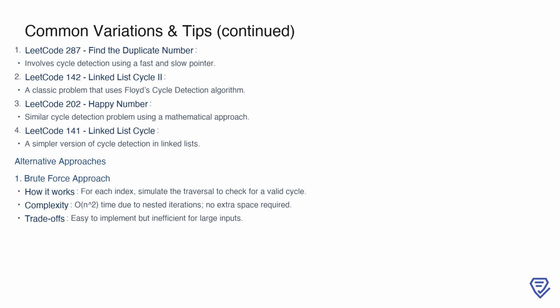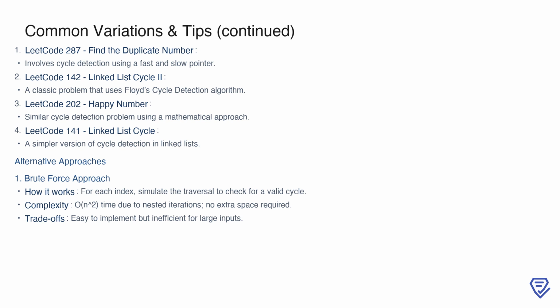This problem shares similarities with other well-known LeetCode problems involving cycle detection. For example, in LeetCode 287, Find the Duplicate Number, you use a fast and slow pointer approach to detect cycles. Similarly, LeetCode 142, Linked List Cycle II, applies Floyd's cycle detection algorithm, which is a classic technique for this kind of problem. LeetCode 202, Happy Number, also involves detecting cycles but in a mathematical context, while LeetCode 141 focuses on identifying cycles in a linked list.